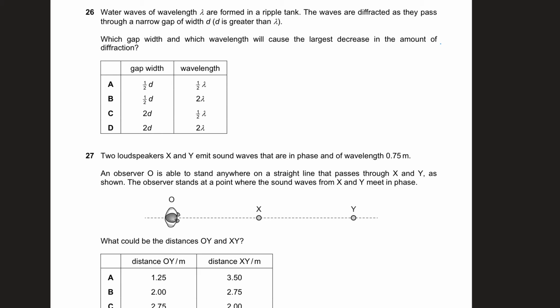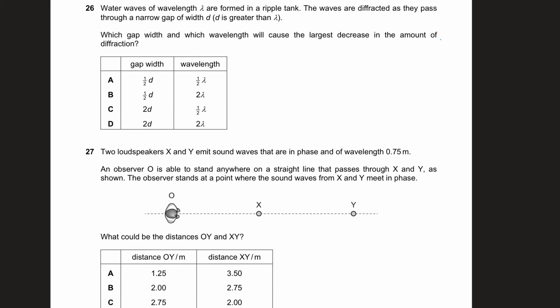Since d is already greater than lambda, to get the least amount of diffraction, we would want the gap width d to be greater and the wavelength lambda to be as small as possible. And that would cause the largest decrease in the amount of diffraction. And that here is option C, where the gap width is the largest and the wavelength is the smallest.